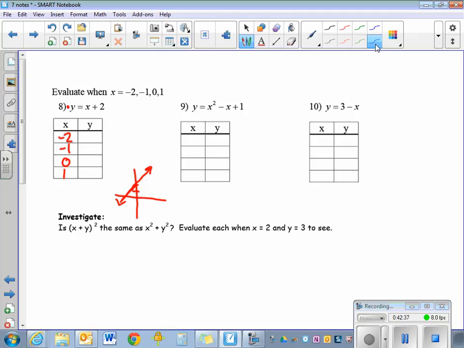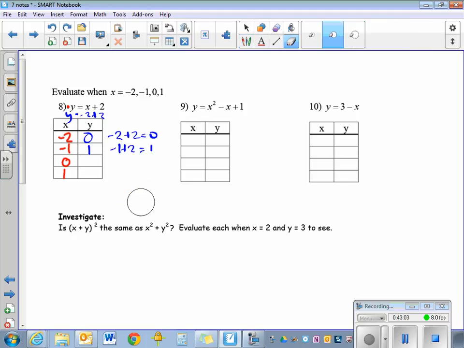Okay. So we have y equals x plus 2. So instead of x, I have negative 2 plus 2. And negative 2 plus 2 is 0. And that's my y value, right? I put in negative 2 plus 2, I get 0 is y. And then I do that for each value. So instead of x plus 2, negative 1 plus 2, which is 1. Instead of x plus 2, I have 0 plus 2, which is 2. And then I have 1 plus 2, which is 3.